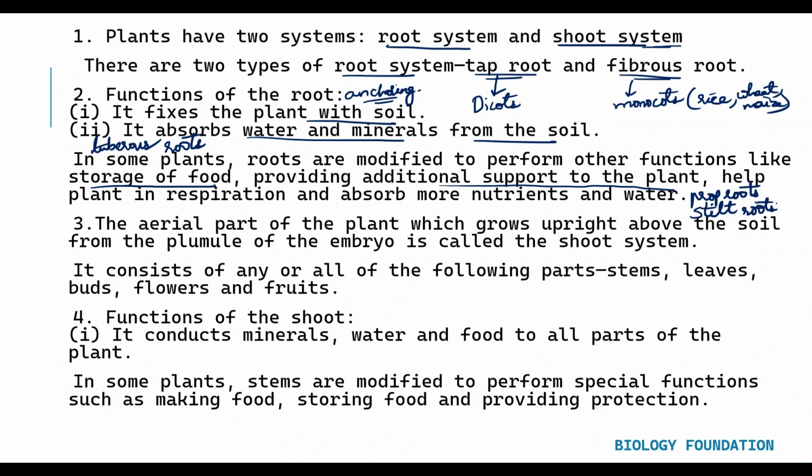And roots also help the plant in respiration. Usually, roots grow deep into the soil, they are present underground. But in some plants, the roots grow vertically upwards, and such types of roots are called pneumatophores or breathing roots. And these roots are usually found in mangroves, which grow in marshy areas.